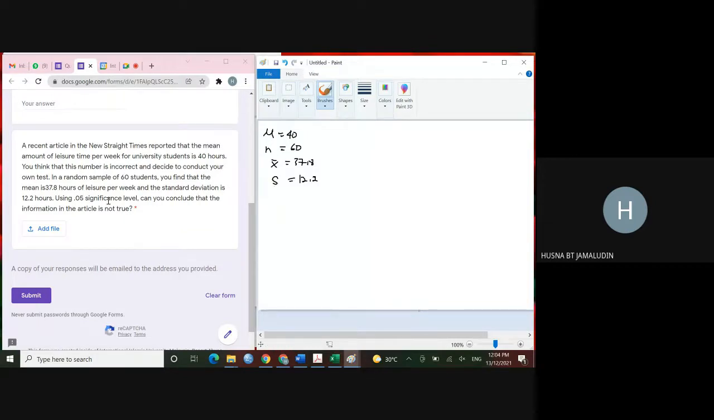And your alpha is 0.05. Can you conclude that the information in the article is not true? So how do we formulate, how do we derive your hypothesis? Anyone want to try? What should we write here?